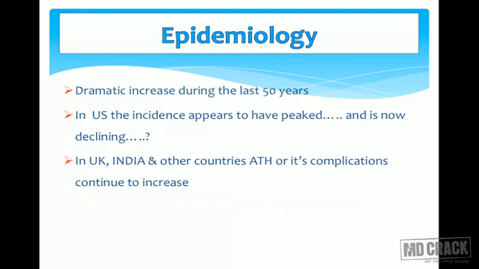So let us see the epidemiology of atherosclerosis. There is a huge dramatic increase during the last 5 decades. There is high incidence of patients dying from myocardial infarction. In the US, the incidence appears to have peaked, but now it is gradually declining because of the awareness about myocardial infarction and about the risk factors and how to prevent them. Whereas in India, UK and other countries, atherosclerosis incidence is still at a higher level. It continues to increase.